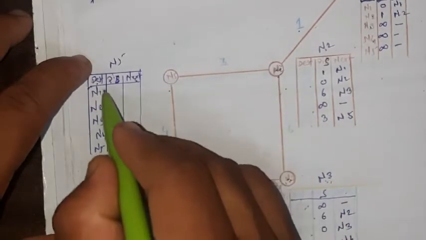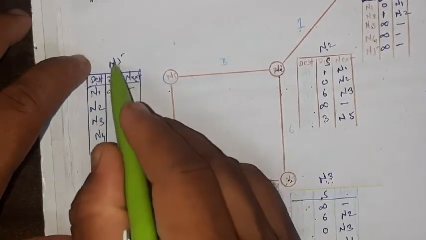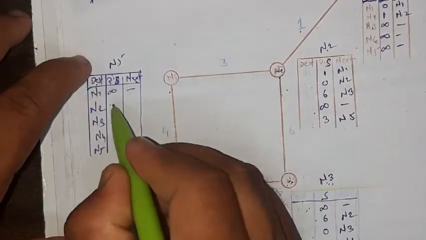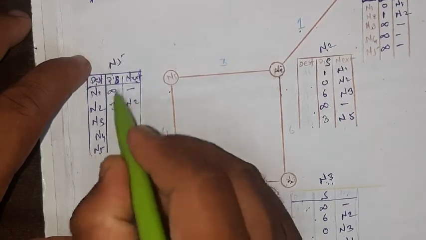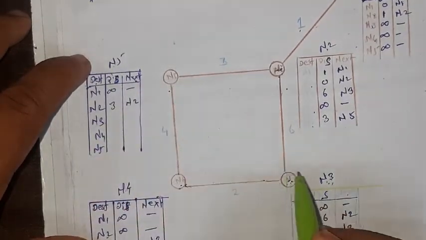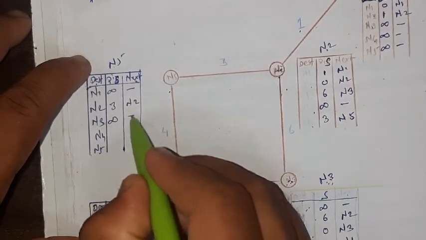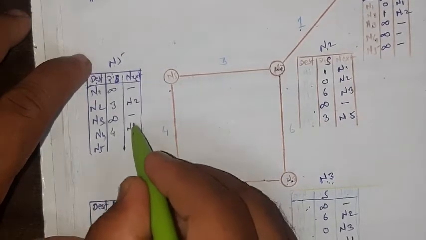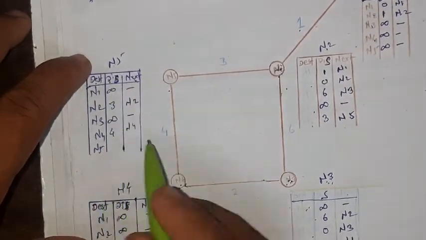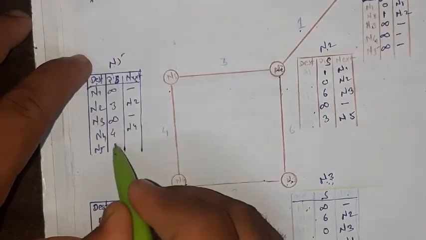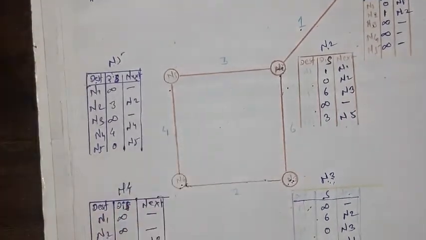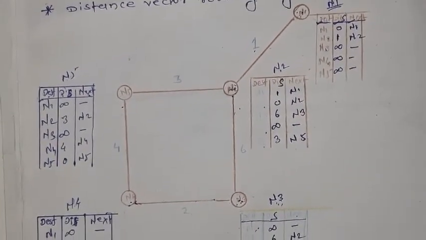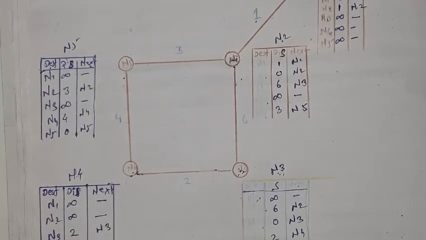So here n5 to n1, infinity, dash. n5 to n2, yes, there is a dedicated link, cost is 3, we're reaching at n2. N5 to n3 is not possible, so put it down infinity, dash. N5 to n4, yes, n5 to n4 is there, so we reach at n4. Then n5 to n5, yes, it is possible with 0, and we're reaching at n5. Okay, simply here we fill the routing tables of each router.